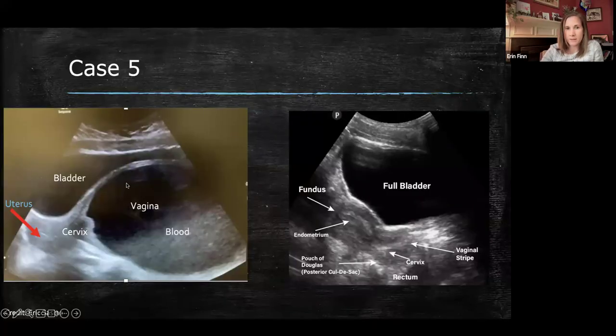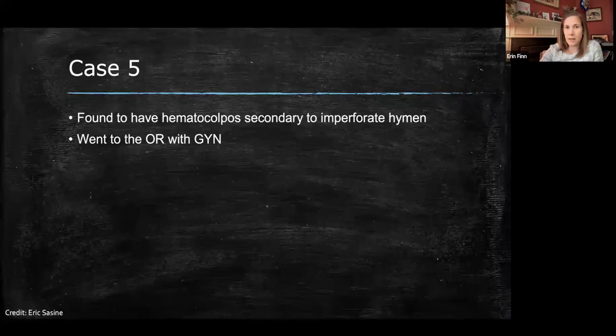just a stripe basically. And that's all blood. So whoever was asking before about blood, you can see this blood has been there a little bit longer. So you have some layering and it's a little bit more hyperechoic than we were looking at before, whereas this may be more acute blood there. So she was found to have hematocolpos secondary to imperforate hymen, and she went to the OR with GYN.